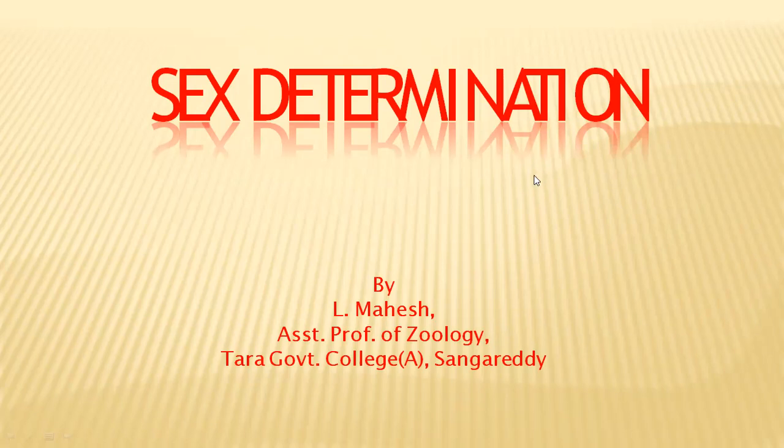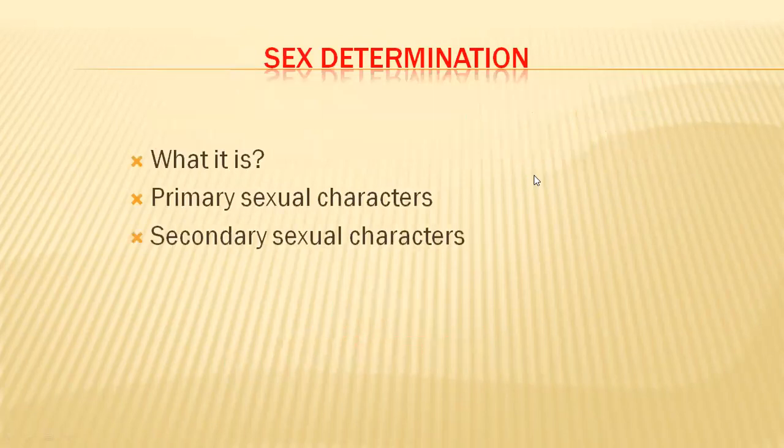In today's class, let us know about sex determination. First of all, let us know what is sex determination. Confirming the male or female gender of an animal is called sex determination. And how will we determine the sex of an organism? It will be done based on the sexual characters.